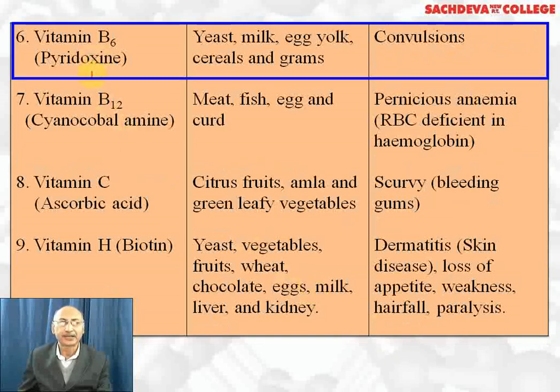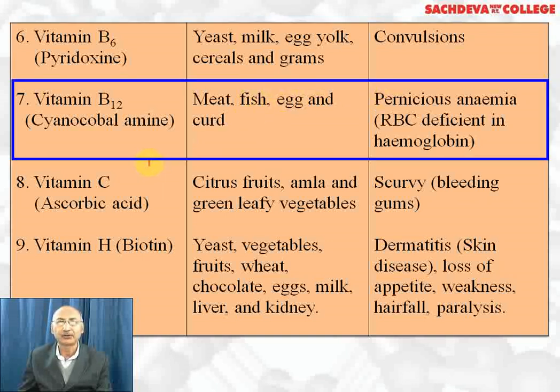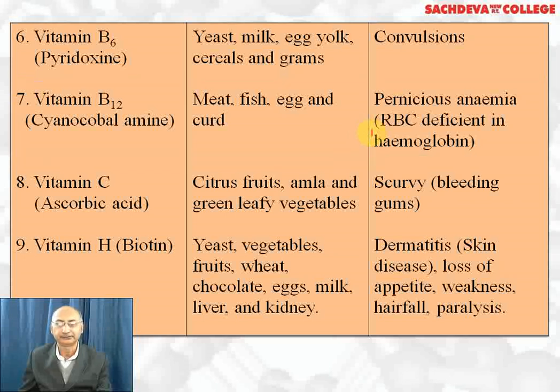Vitamin B6, chemically it's called pyridoxine. Yeast, milk, egg yolk, cereals, and grams are the sources. Convulsion is the deficiency disease of vitamin B6. Vitamin B12, cyanocobalamin: meat, fish, egg, and curd. Pernicious anemia, that is RBC deficiency in hemoglobin, is the deficiency disease of vitamin B12. It is also called nerve vitamin.